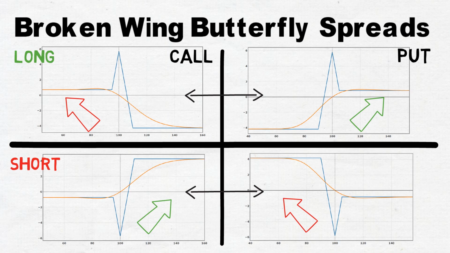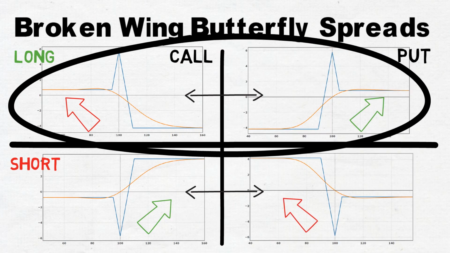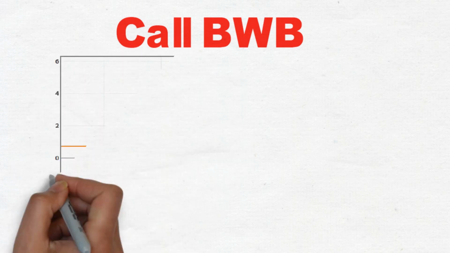As long broken wing butterflies are much more commonly traded and generally a more popular strategy, this video will focus on them. So from now on, when I mention broken wing butterflies, I will be referring to the long ones. Just like the payoff diagram, everything else is also just the other way around for short broken wing butterflies than it is for long broken wing butterflies. With that being said, let's actually start breaking down broken wing butterflies.